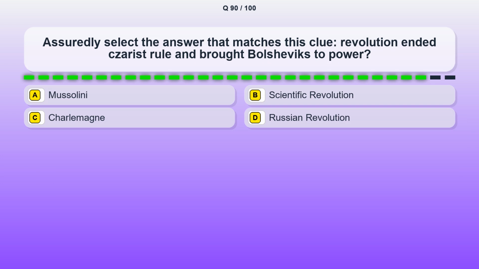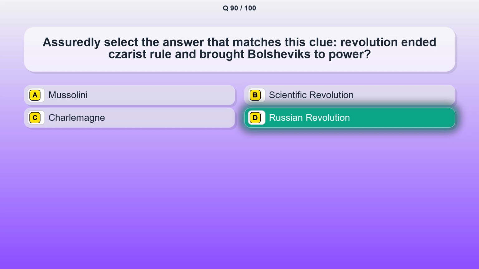Question 90. Assuredly select the answer that matches this clue. Revolution ended Tsarist rule and brought Bolsheviks to power. Option A, Mussolini. Option B, Scientific Revolution. Option C, Charlemagne. Option D, Russian Revolution.